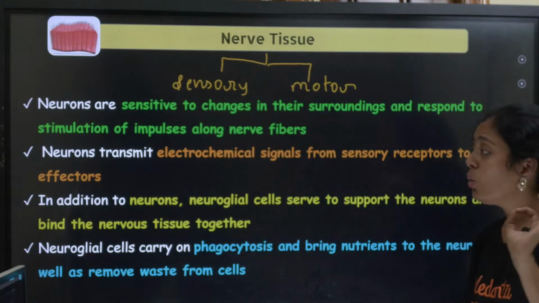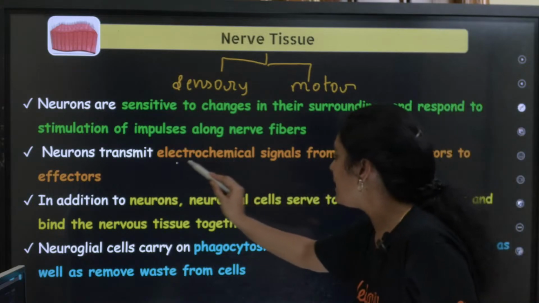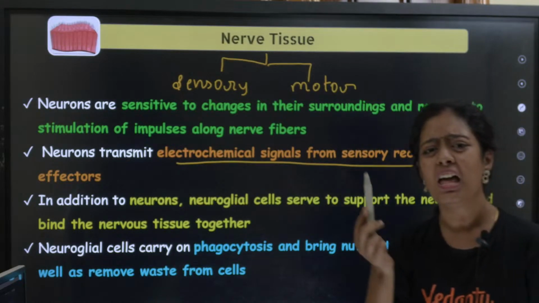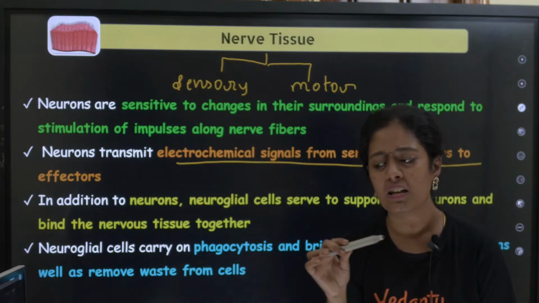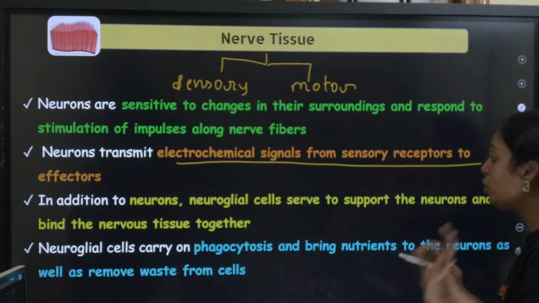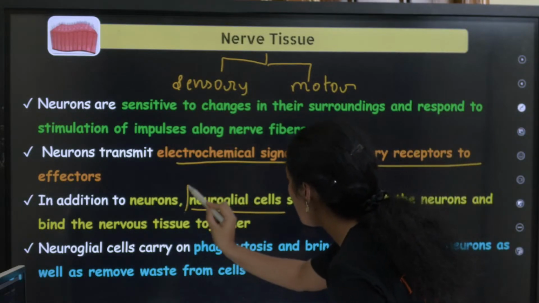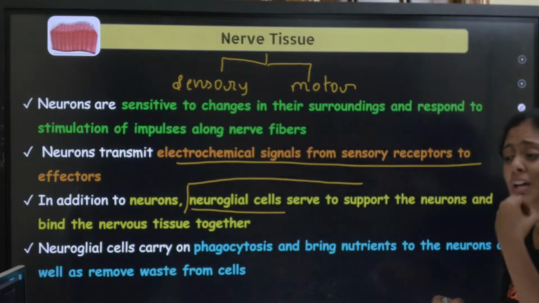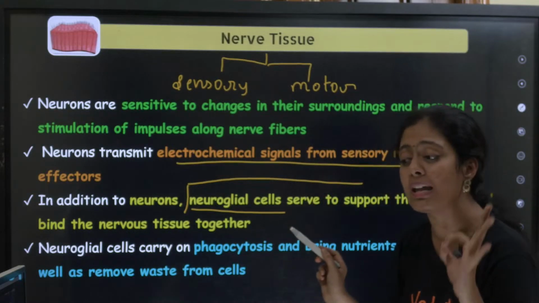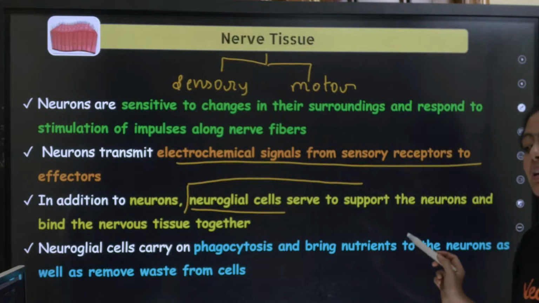Yes. Neurons transmit electrochemical signals from sensory receptors to effectors. Which are the sense organs? Eyes, nose, ears, skin. They are all my sense organs. Okay. In addition to neurons, there are neuroglial cells. Along with neurons, I have one more who is going to help. A friend comes to help you, no?